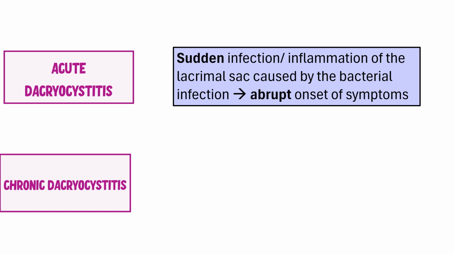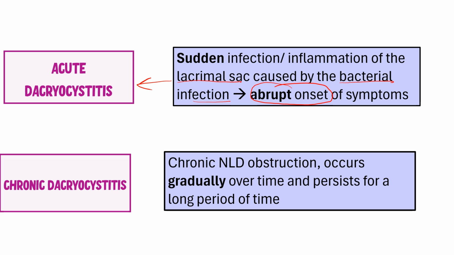In acute dacryocystitis, there is sudden infection or inflammation of the lacrimal sac, which is basically caused by some bacterial infection. And therefore, we have abrupt onset of symptoms in acute dacryocystitis. Whereas in chronic dacryocystitis, there is a chronic nasolacrimal duct obstruction which occurs gradually over a period of time and also persists for a longer duration compared to acute dacryocystitis.